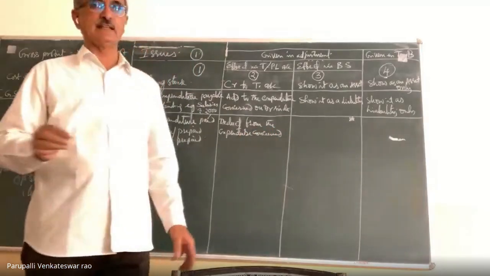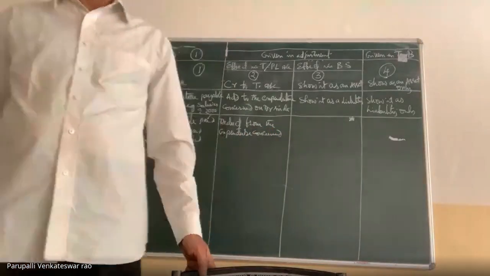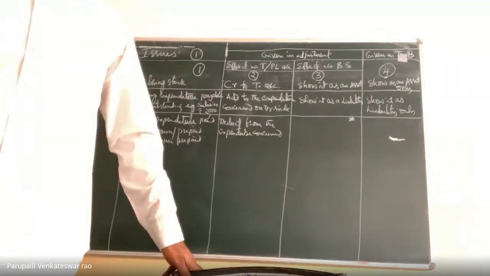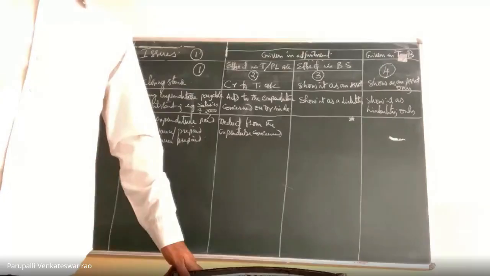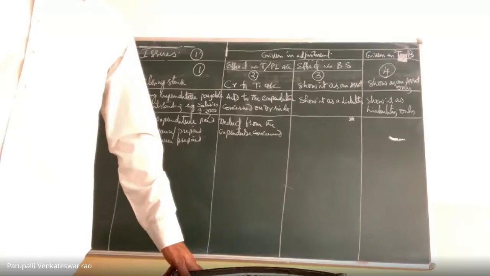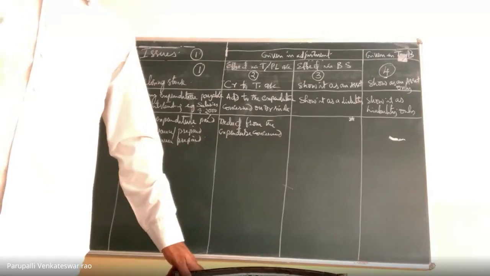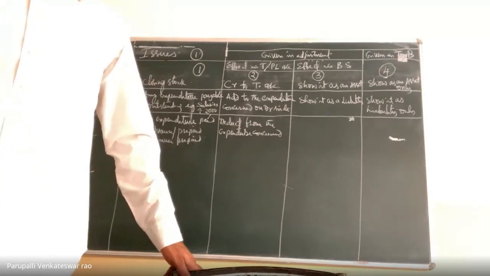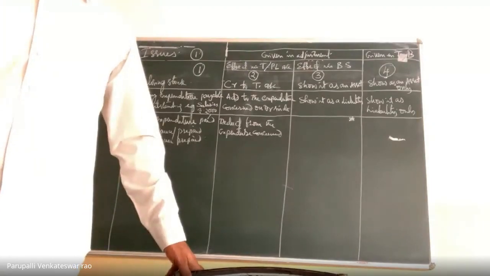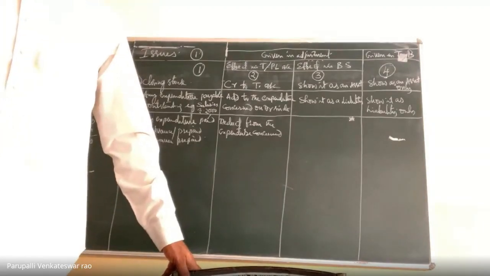Deduct from the expenditure. Expenditure ante debit side ఉంటుంది. The expenditure, which side? It is on the debit side. So deduct from prepaid insurance అనుకోండి. From the insurance inner column, you have to deduct it. So deduct from the expenditure concerned.